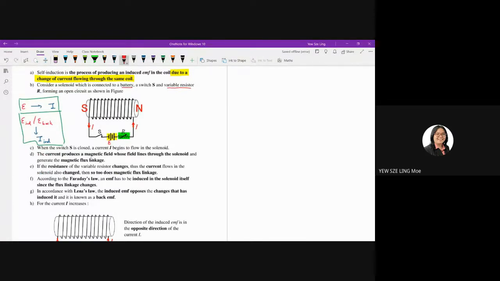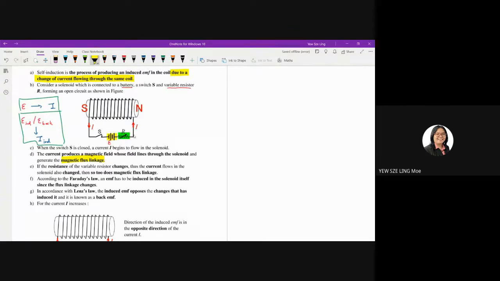The current then produces a magnetic field whose field lines go through the solenoid, and it generates magnetic flux linkage, because now definitely you have more than one turn. Okay, a solenoid is not just one turn. So you have more than one turn. That's why it uses the term magnetic flux linkage. So when switch S is closed, magnetic flux linkage will be generated across the solenoid.